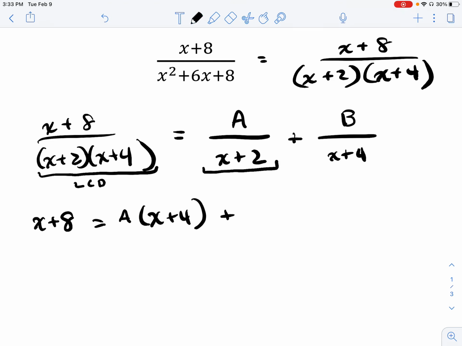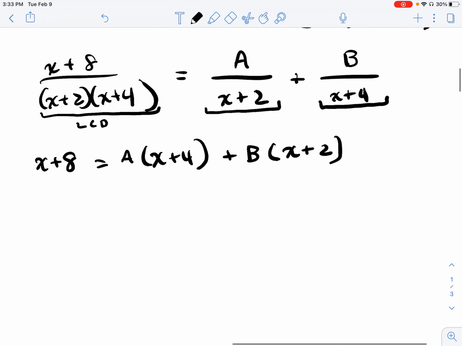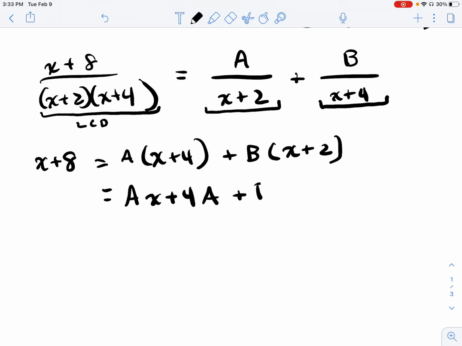What else do we have? Now, when I do the same thing to this denominator, multiply that by the LCD, I've got b times the other denominator, x plus 2. So from here, it's just going to be a bit of algebra. I'm going to distribute each of those terms in the front of the factors. So we have ax plus 4a plus bx plus 2b.